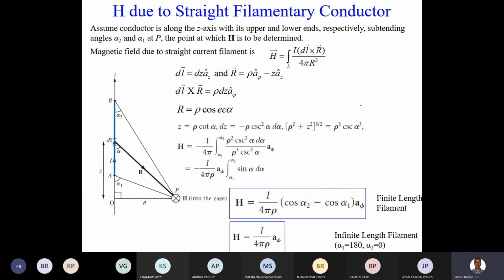Now let us try two problems and we can understand all this. For this CAT 2 exam, based on these equations, you can solve any problem. Not only these two equations, but also this general equation. If the given current distribution is arbitrary, you can go with the general equation. If it is a straight filament, you can go with either this or this equation, depending on whether it is finite or infinite.